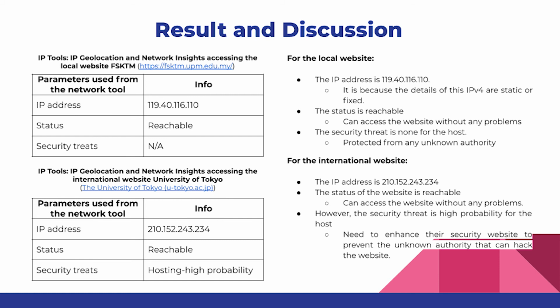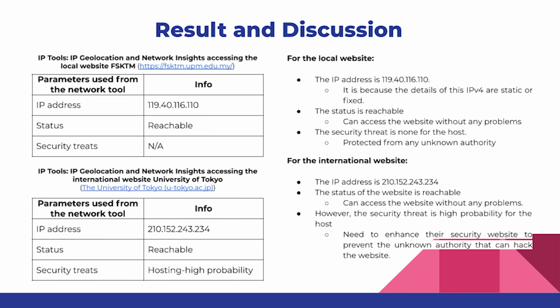Alright, so for the local website, the IP address is 119.40.116.110, and this IP address is basically the same, even though you access it at different time slots. The status of this website is reachable, meaning that the website can be accessed without any problems, while the security threat for this website is none. So this website is protected from any unknown authority.